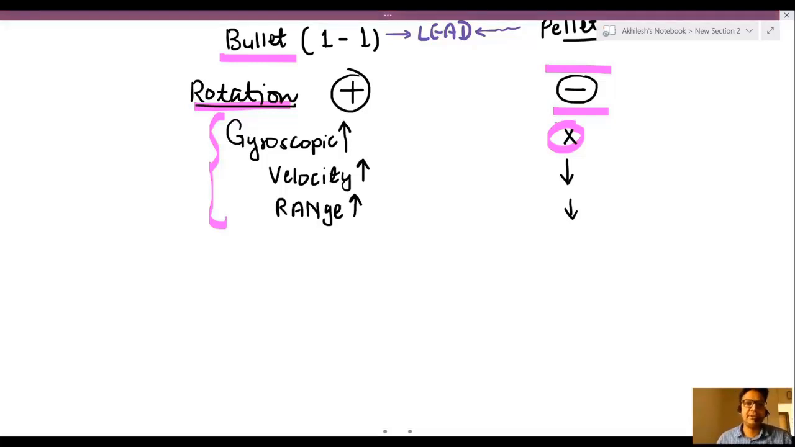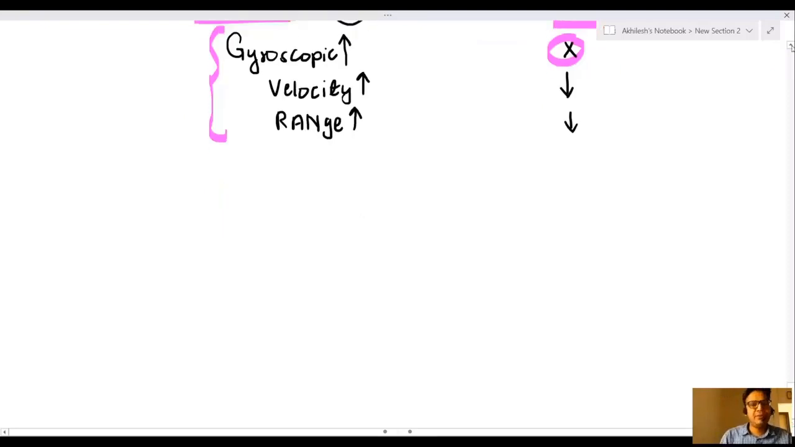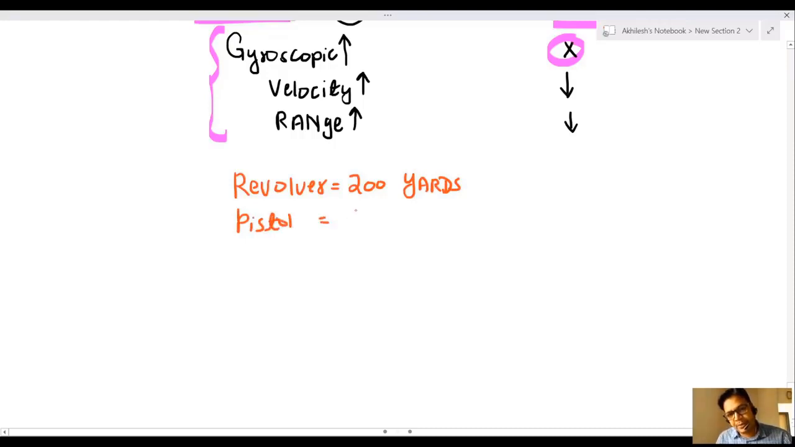Now what are the examples of rifled firearm and smoothbore firearm? See, you can see revolver. Range is 200 yards. Pistol. Range is 400 yards. Rifle. Range is 1000 to 3000 yards. These are the examples of rifled firearm.